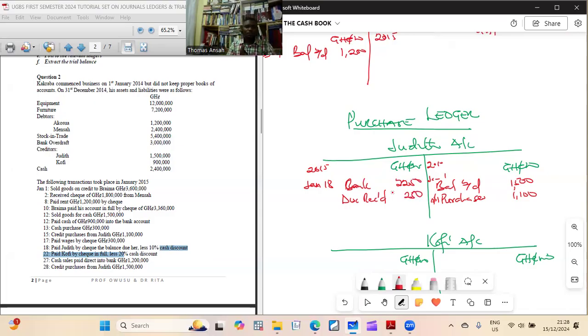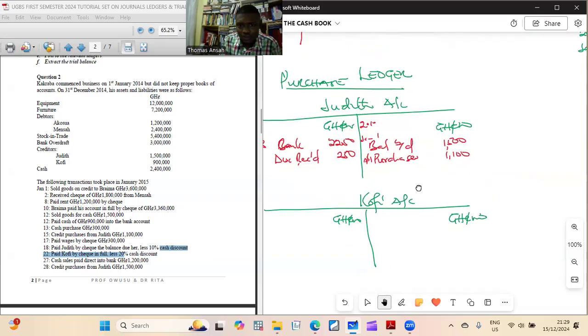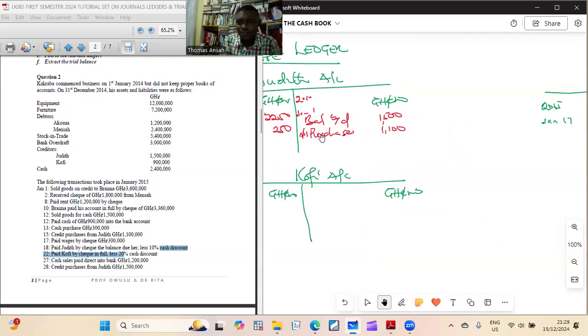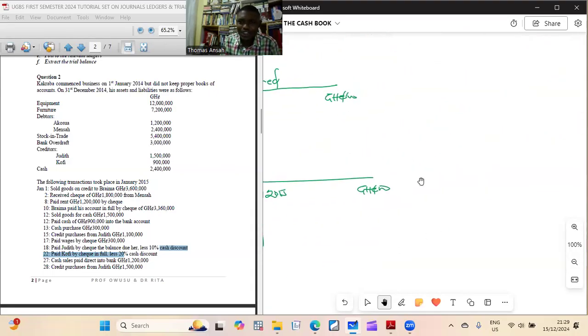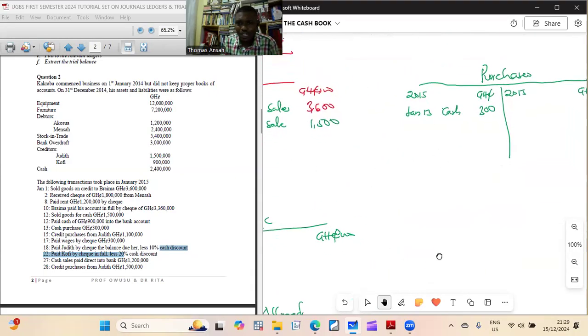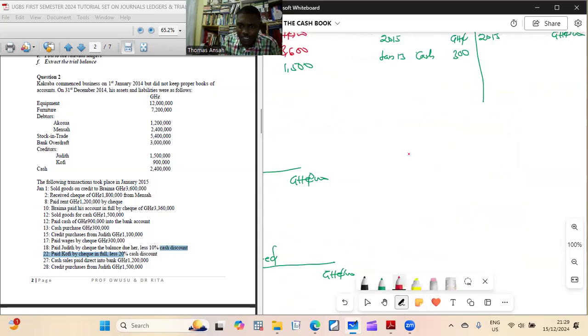So this is what happened. So if everything had ended here, you see that you don't owe Judith anything because you pay Judith her balance due her less 10%. All right. So that means that we need to even create something called discount received account. Basically, that is that. You need to create an account called discount received in the general ledger. So the same thing you have been doing. That's it. So you can create a discount received account.